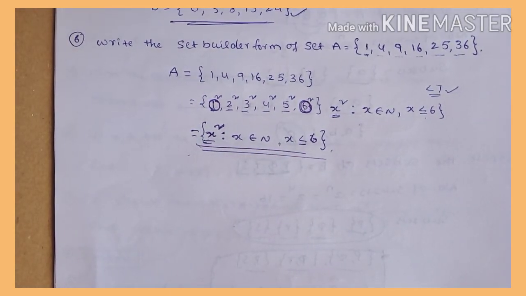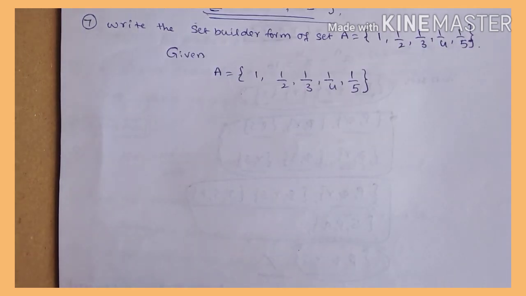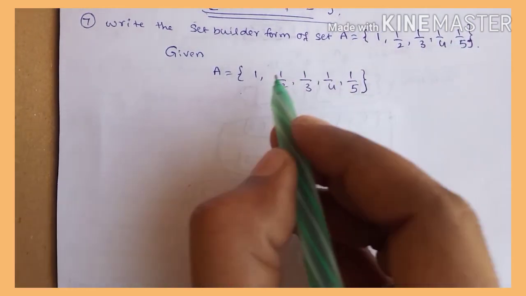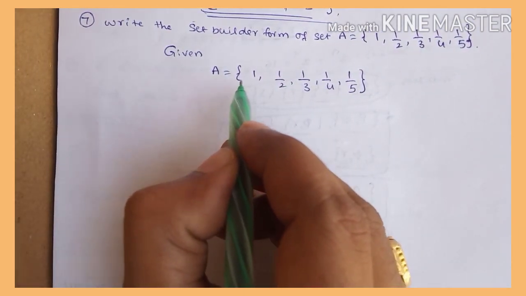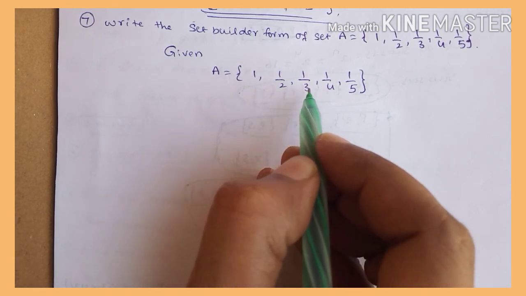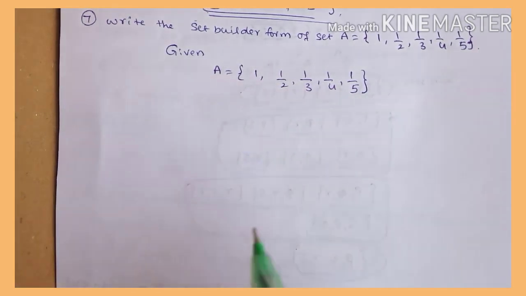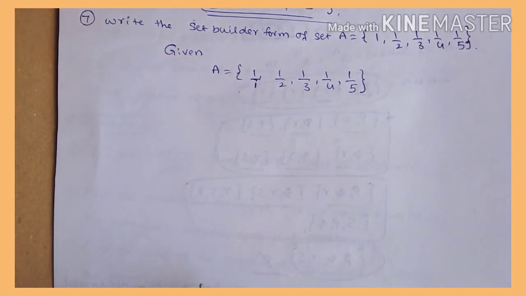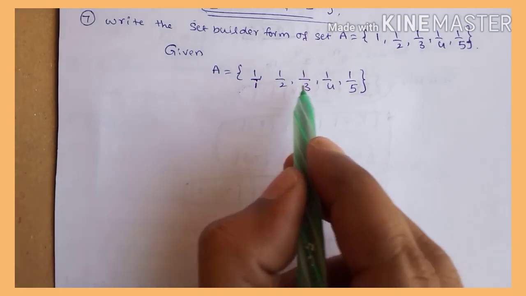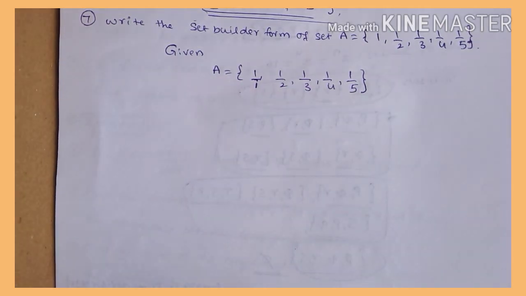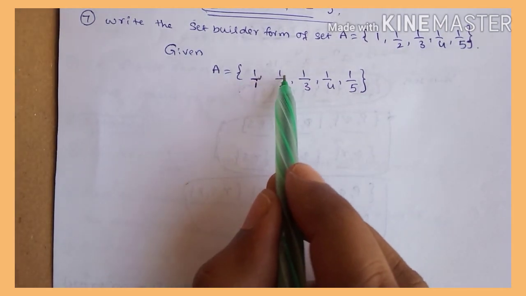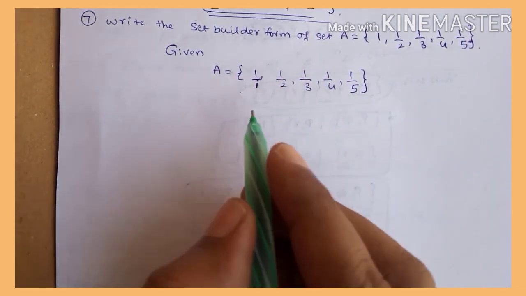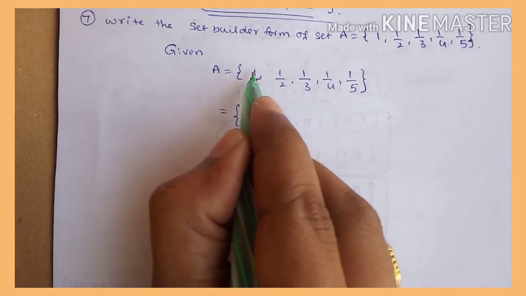Next, let's go for the next problem. One mark. Now write the set builder form of the given set. The given set is A equal to 1, 1 by 2, 1 by 3, 1 by 4, 1 by 5. Here, no denominator means we can take it as 1, yes, obviously. Can you notice any common property? Yes, like the previous one, you can observe clearly all the numerator values are 1 but the denominators are changing. What is standard? Numerator is standard.